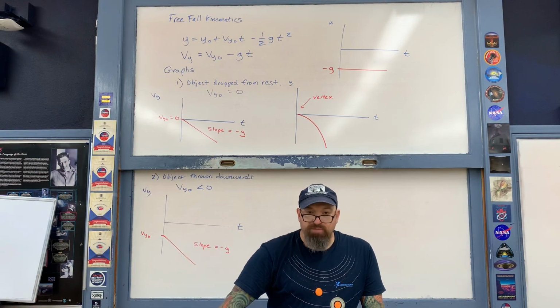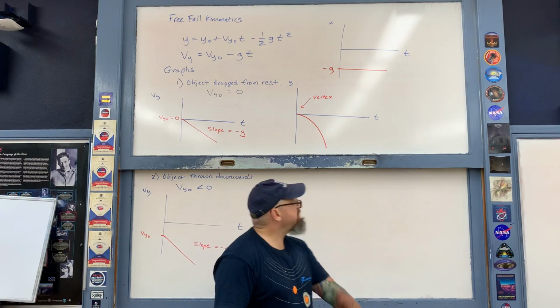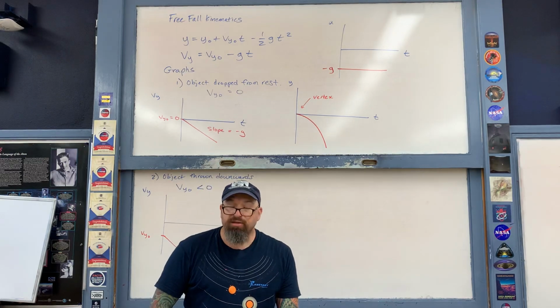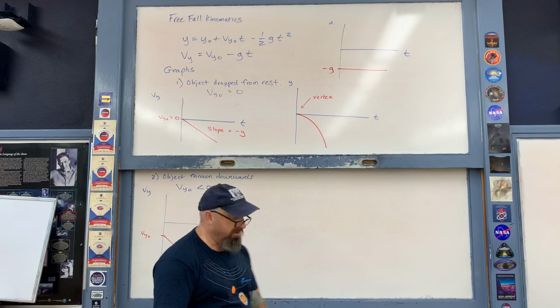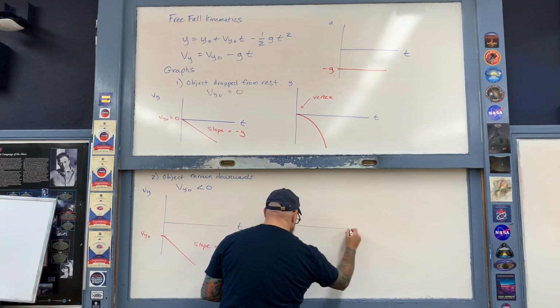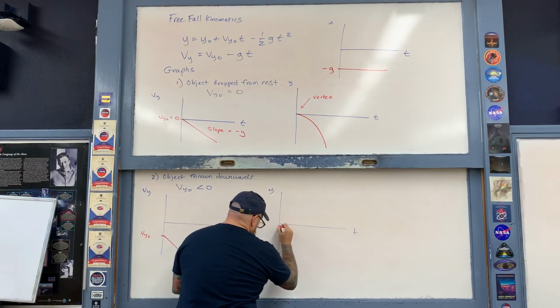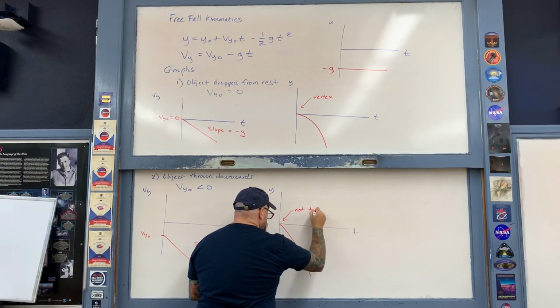When you graph out the position as a function of time for an object that is thrown downwards, it's still the same parabola as before. That is the parabola that opens downwards, but now the vertex is no longer at the origin. Instead, the graph looks something like this. Like so, where right here is not the vertex.